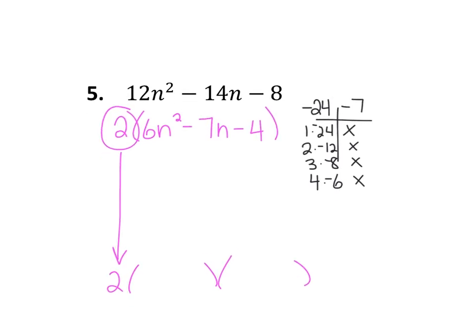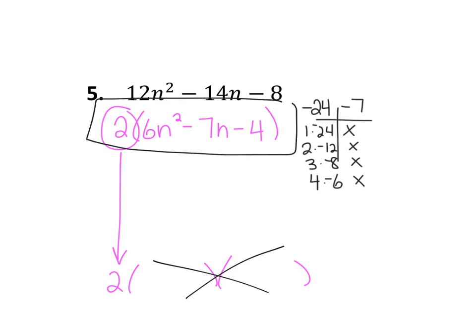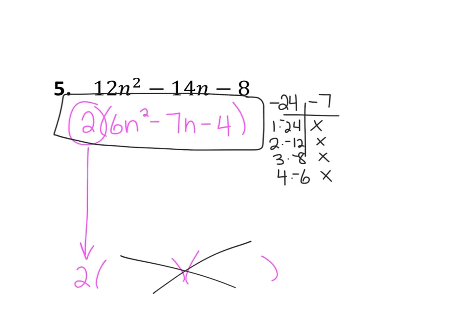So my final answer actually will not have that, because I can't factor the trinomial. That does not mean that this is prime. I was able to factor out a 2. However, what's left inside the parentheses, there's no combination. So that part would have been prime, but I did factor out a 2. Okay, last one, number 6.